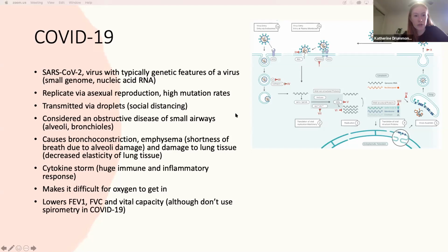It's involved with a really huge immune and inflammatory response, and it causes a cytokine storm. I'm sure most of you know cytokines are really important mediators of an immune response, and we'll come to that a little bit later. But more or less, it just makes it really difficult for oxygen to get in, and it lowers FEV1 and FVC. An important note is that we don't use spirometry in COVID-19 because you have to breathe out really hard, and an issue with a disease that's transmitted by droplets is breathing out really hard. So we don't want to make a dangerous environment by asking people to do this.